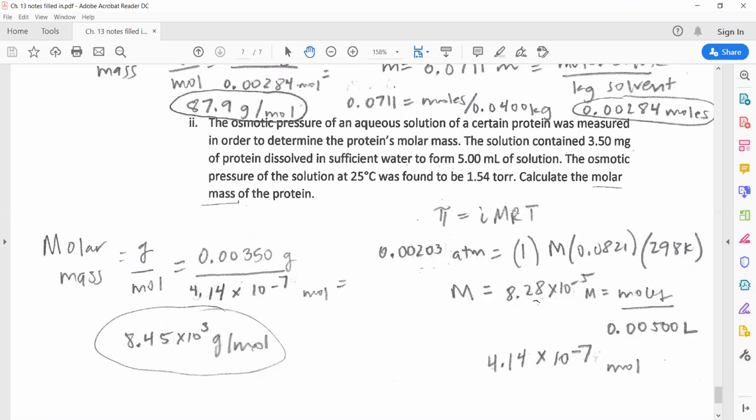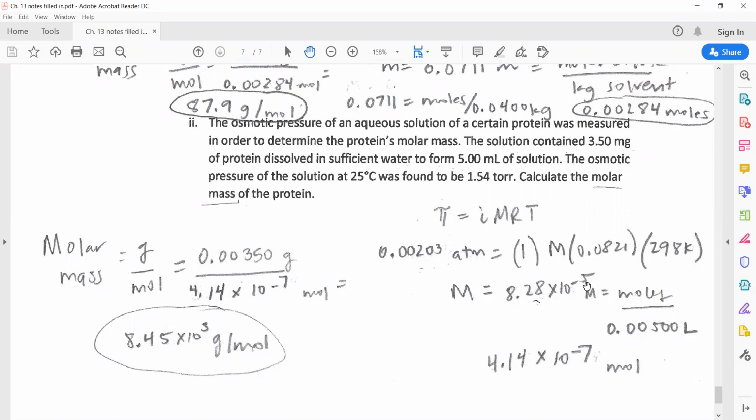Remember, since R is involved, my pressure has to be in atmospheres. So I'm going to take 1.54 torr and divide by 760. That'll give me the atmospheres. i is going to be 1 because a protein is a non-electrolyte here. The molarity, I don't know that currently. I know R and I know T. I just have to get it into Kelvin. So first let's find molarity. And we get it to be 8.28 times 10 to the negative 5.